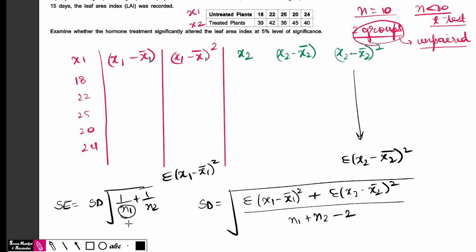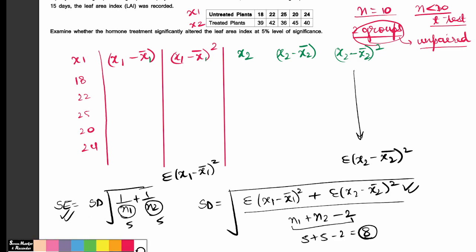You know the value of n1 is 5, value of n2 is also 5. And here also it will be equal to 5 plus 5 minus 2, that is 8. And this you can calculate by yourself, and then you can also calculate the standard error by yourself. Once you are done with the standard error, now you have to simply put the formula for the t-test. The formula for the t-test is the first sample mean minus the second sample mean upon the standard error.